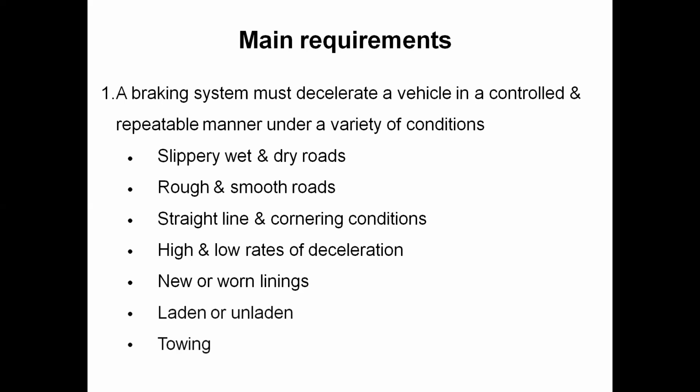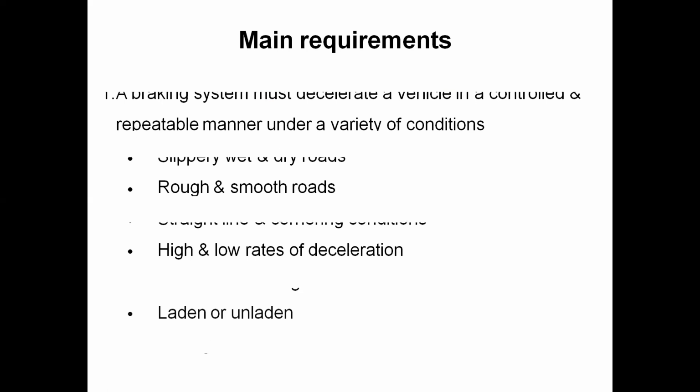Straight line and cornering conditions. In cornering conditions, if the vehicle should turn to the right side or left side, any type of turning it is taking, we can apply the brakes to decrease the speed of the vehicle. And high and low rates of deceleration, new or worn linings, laden or unladen, towing. So these are the different conditions in which we apply the brakes. These are the main requirements to use brakes in automobile vehicles.